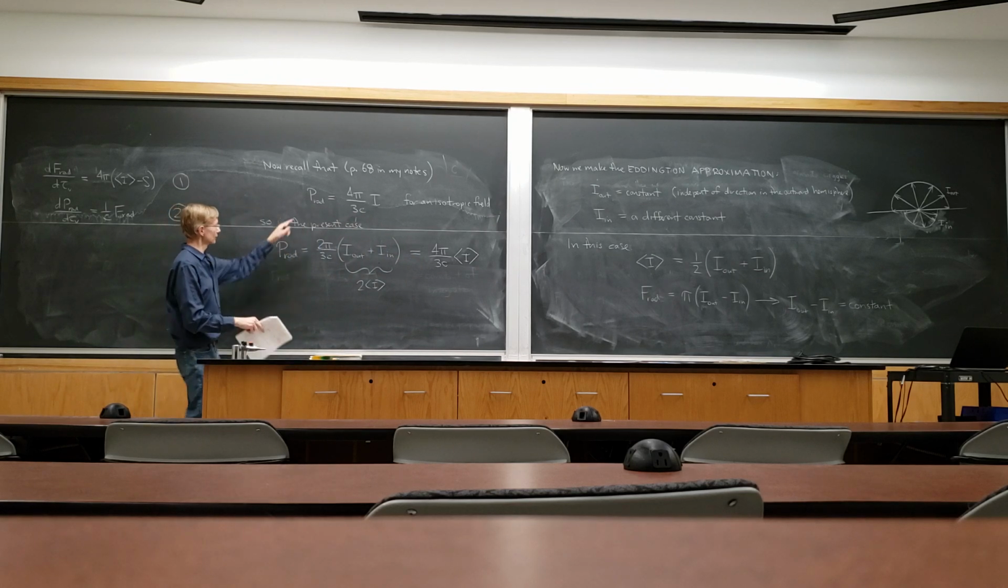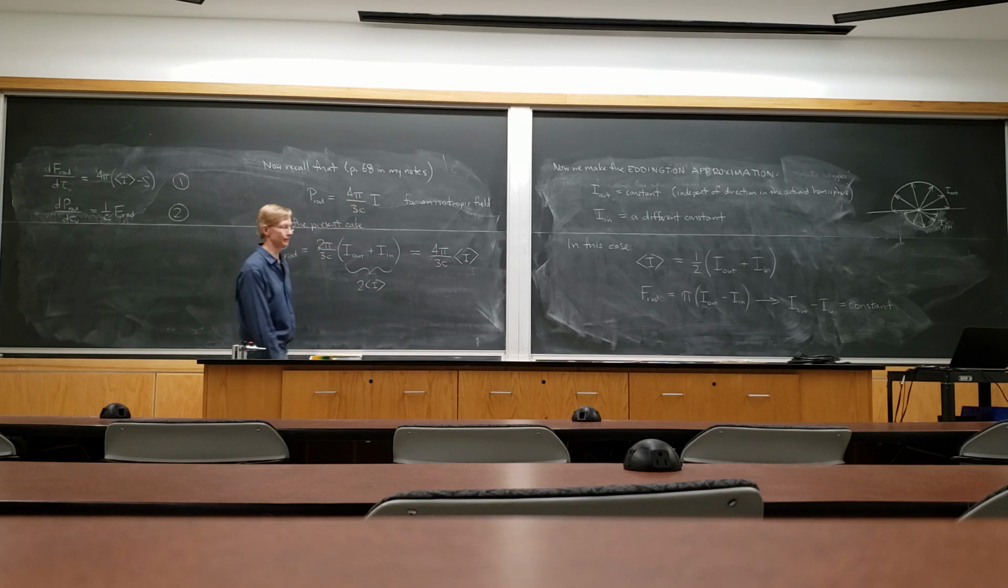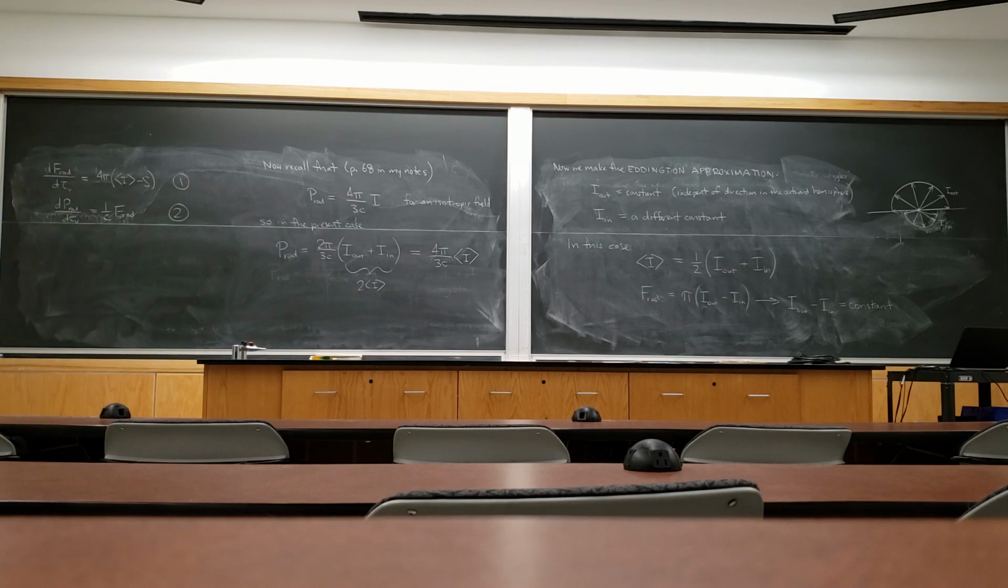And going back to our earlier result, if the field is isotropic, the mean intensity is just the intensity, and we're back to 4 pi over 3c I, as we would be for an isotropic field. But if it's not isotropic, you have to average I instead of just putting I. Right? Okay?